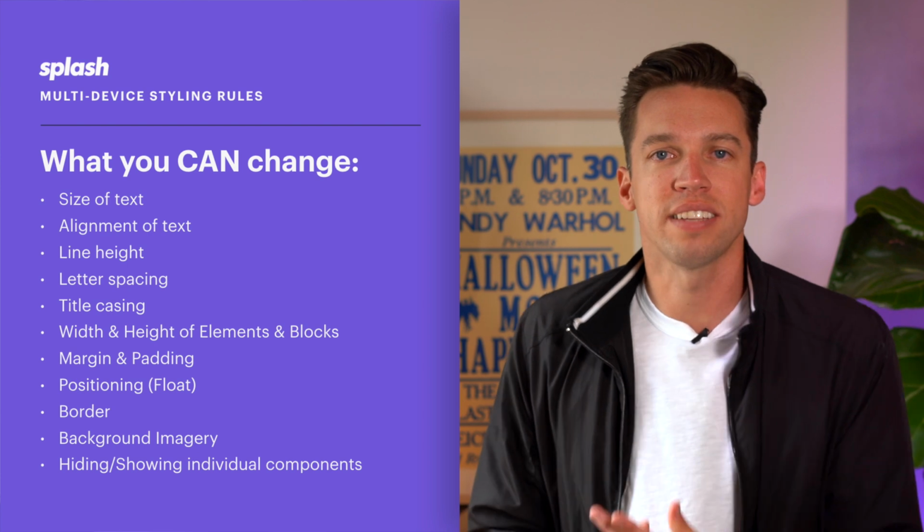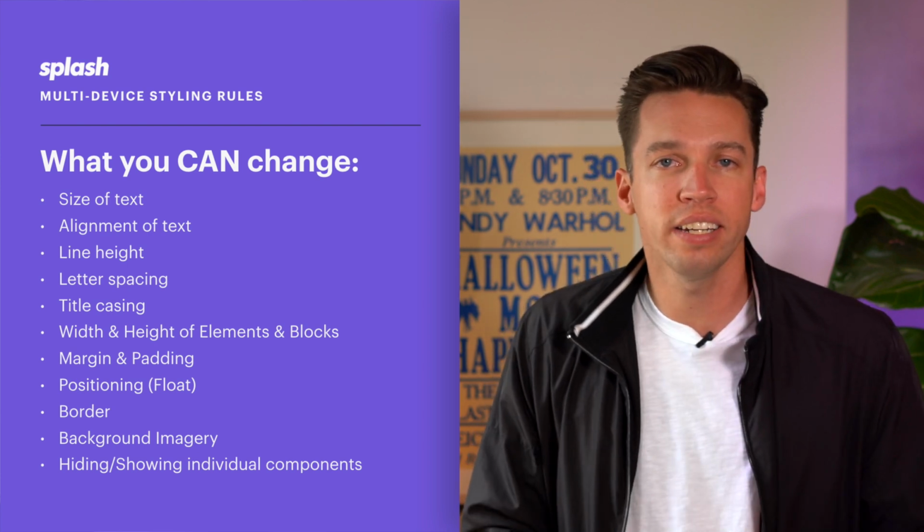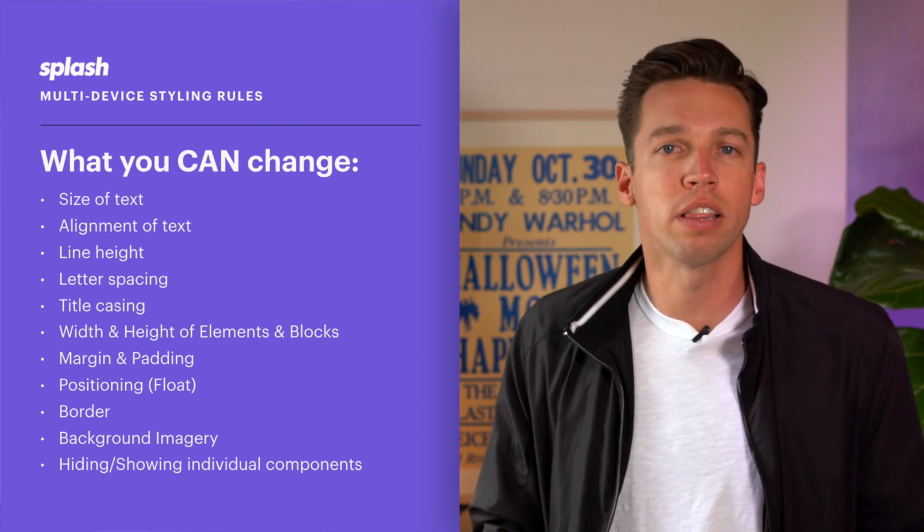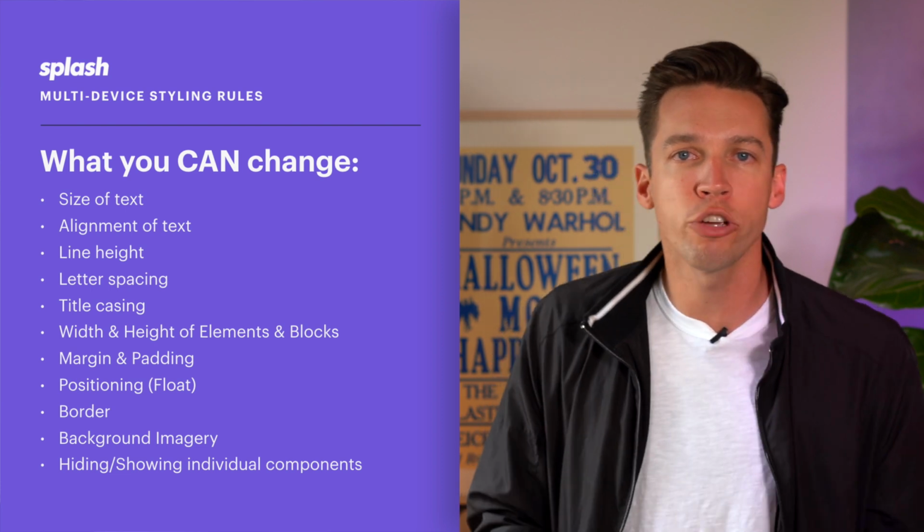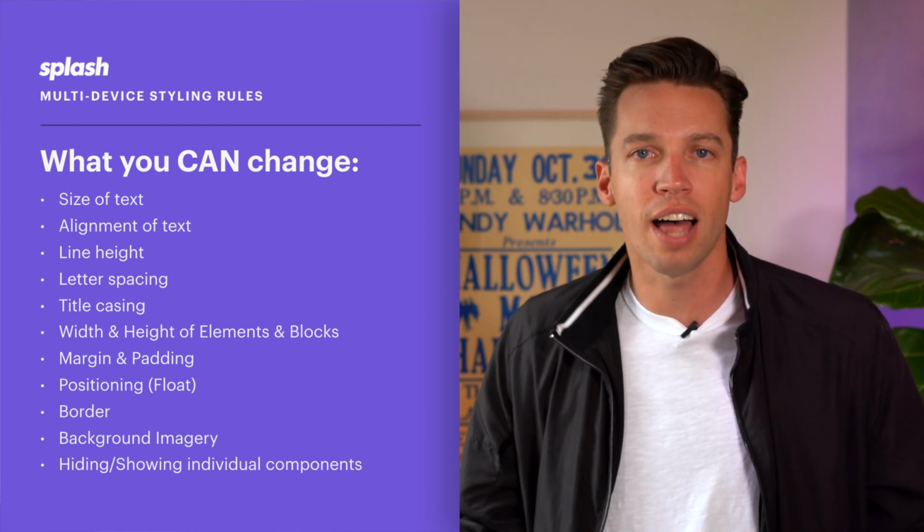When styling for mobile, a lot of the things you can change have to do with sizing. These include the size of text, your line height, letter spacing, the width and height of elements and blocks, the amount of margin and padding you're applying to different things, and how things are aligned.